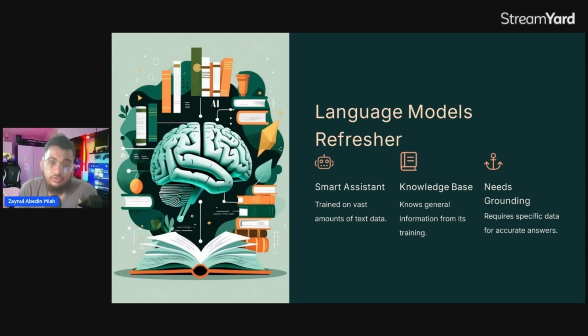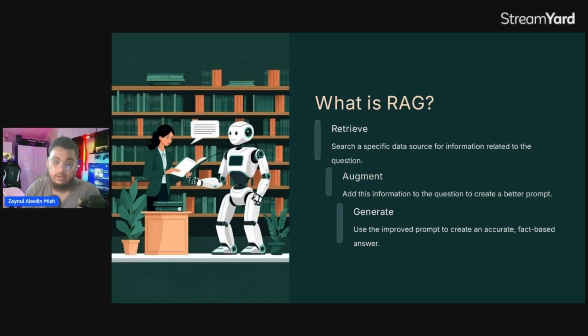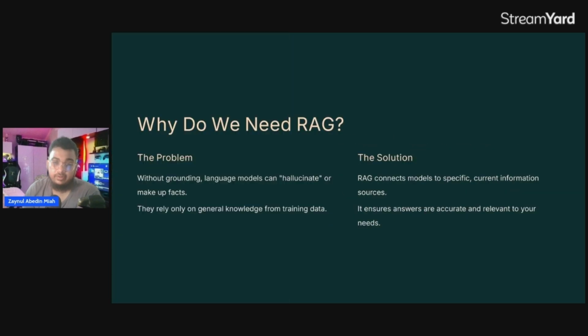You might have noticed that language models are really awesome. They are trained on vast amounts of data and know lots of information from their training. But they also require specific data for accurate answers. You have to provide it with specific data for it to answer accurately. Then this is RAG that we have discussed previously. I will share the slide; you can look it up and learn more about it.